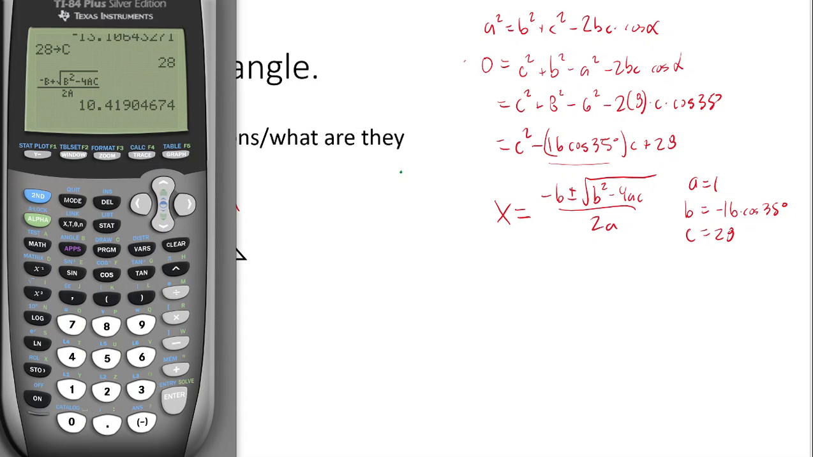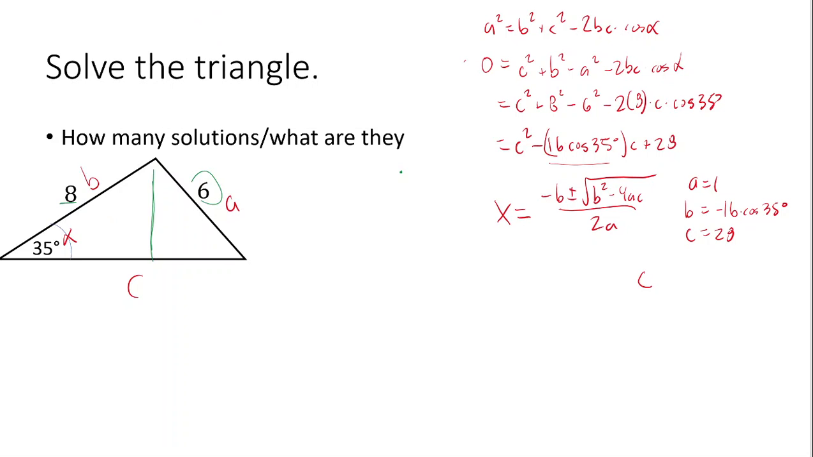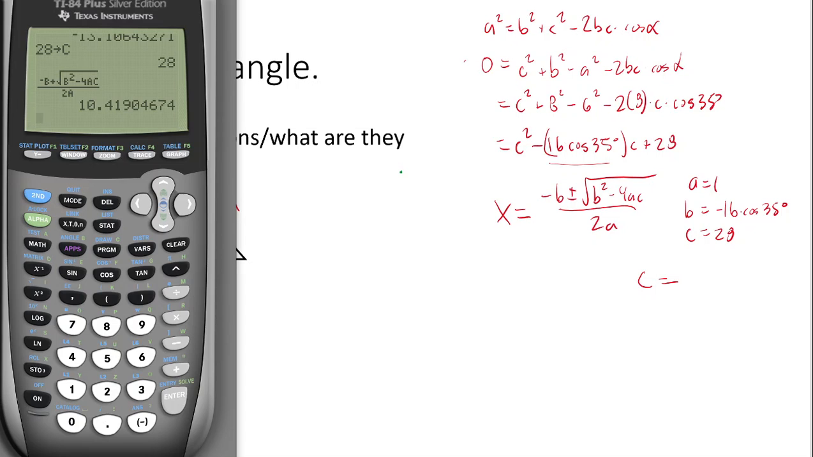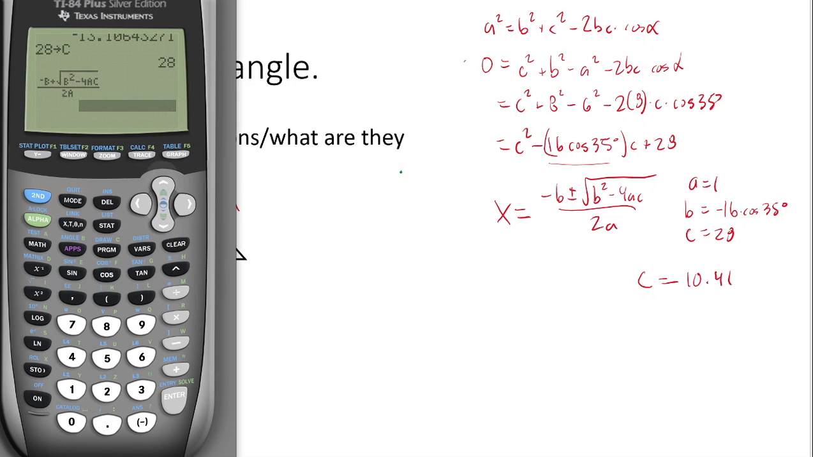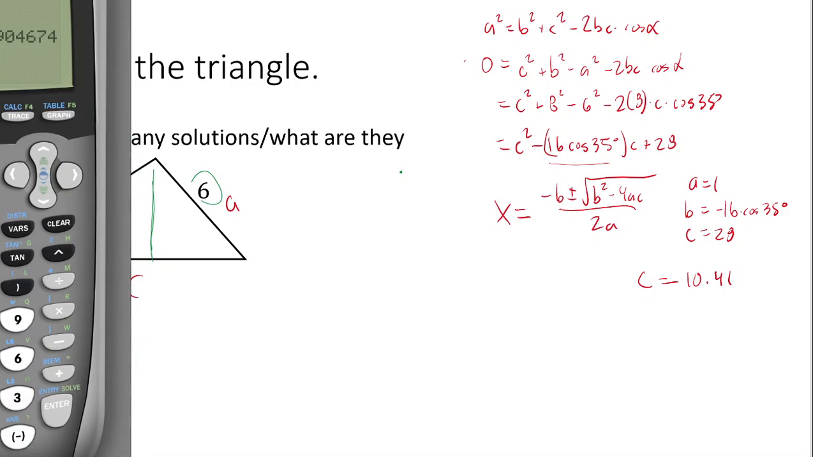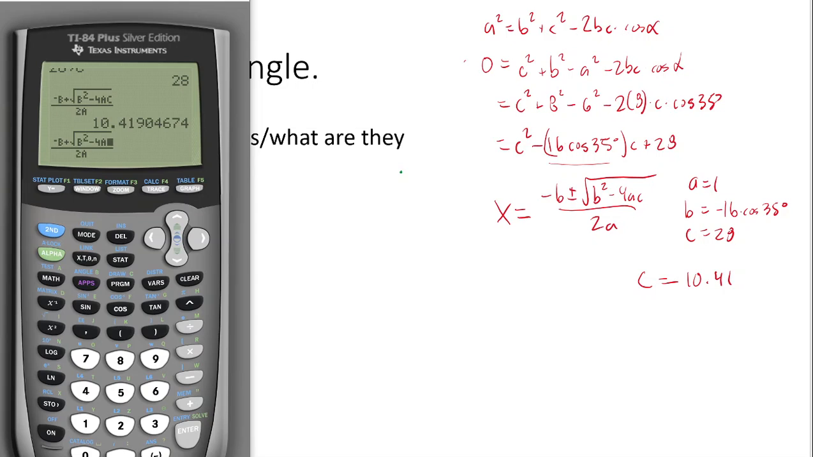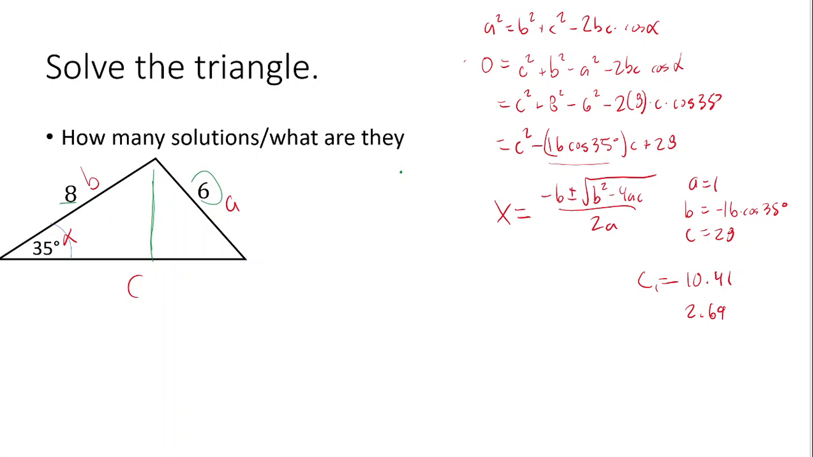Okay, so one of the answers that comes out is c. C could be, and this is side length c, not c from the quadratic formula, 10.41. And the other one that could come out is, of course, if we have a minus there instead of a plus. So let's do that. A minus instead of a plus. Right here we have 2.69. So we have C1 and C2 here.